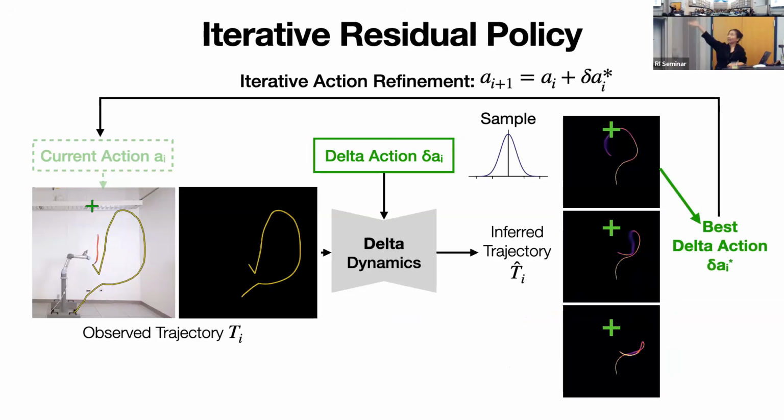After we have this delta dynamics model trained, the next step is actually quite straightforward and simple. You can just sample different delta actions, do the forward prediction, and select the best action to move forward and get closer to the goal, right? So it's a very standard model predictive control framework.